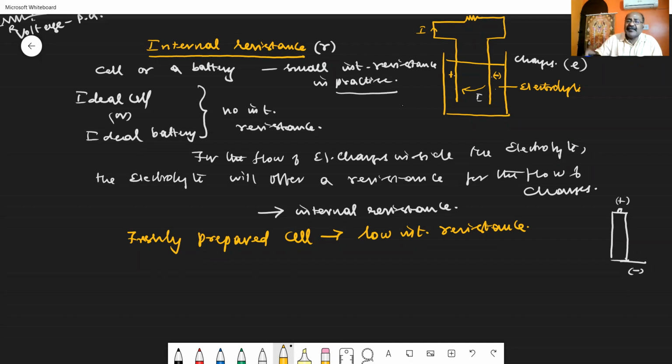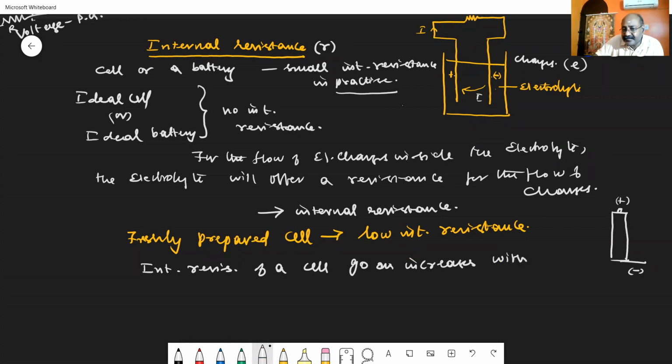So what is the concept here? The concept is the internal resistance of the cell. The internal resistance of a cell goes on increasing with time. As time goes on, the internal resistance of the cell also goes on increasing.